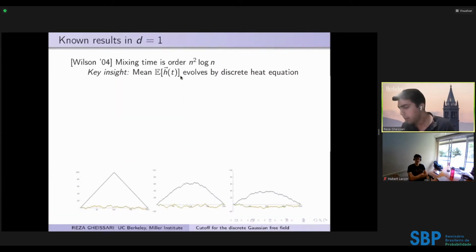So returning to Wilson in 2004, he showed that the mixing time of these random curve models is of order n squared log n. And the way one obtains that is with the following key insight: the expected value of the height function evolves by the discrete heat equation, now no longer stochastic, just the deterministic heat equation, okay? And one sees that just because the white noise term drops out in the expectation, so you just have a Laplacian acting on the surface, okay?